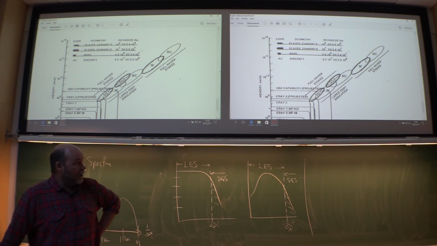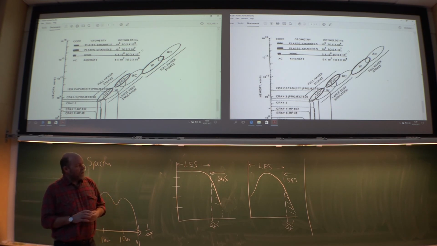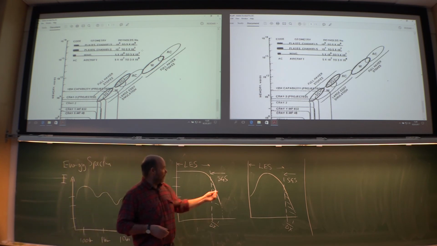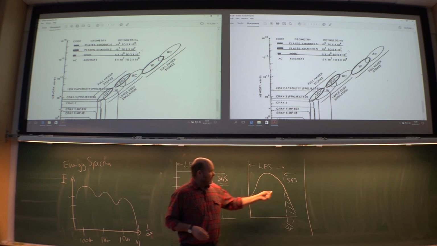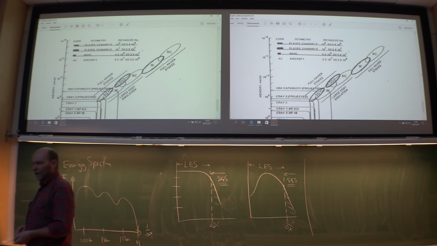But it turned out that he claimed it was a DNS, but he used a third order method where the truncation error operated as a subgrid scale model. So finally, in the end, he had to admit, okay, it is not a DNS, it is an LES. But the results were actually quite decent.